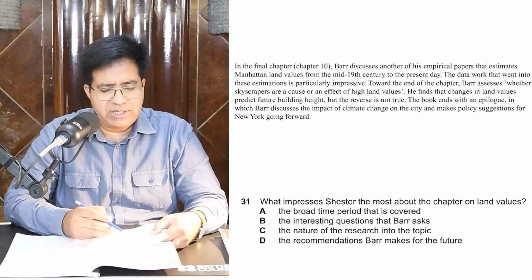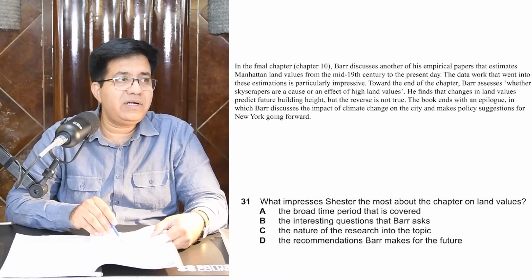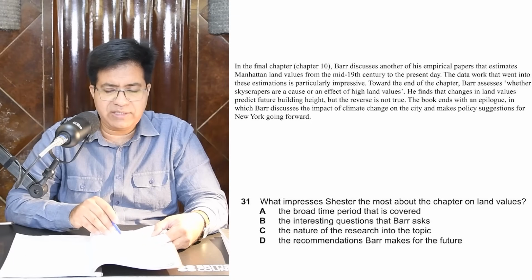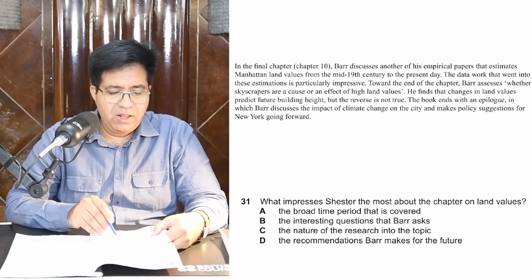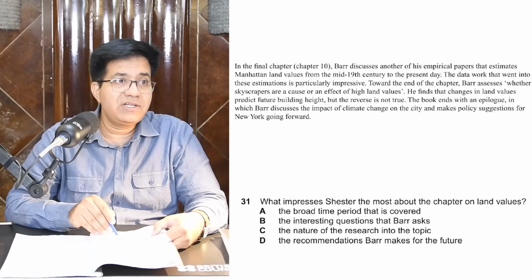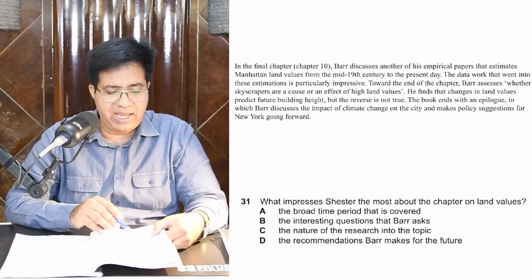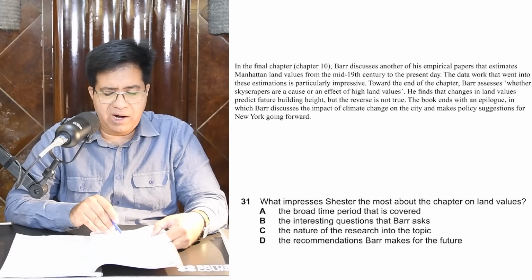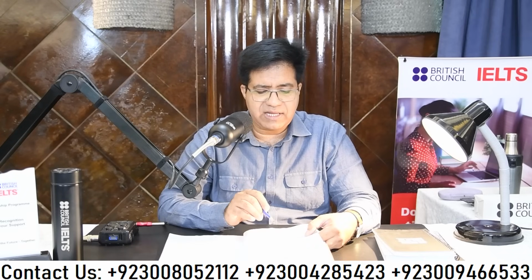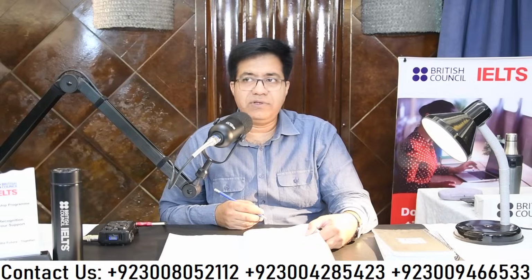Now, option A, what impresses Chester? Option A, broad time period that is covered? No, she talks about data work. Option B, interesting question that Barr asks? No. Option C, the nature of research into the topic. And what is the nature of research? Data work. Data work is the nature of research. It's the type of research, okay? Option D, recommendations Barr makes for the future? No. So, what impresses Chester is the nature of research into the topic, and that nature of research is data work, right? Good.